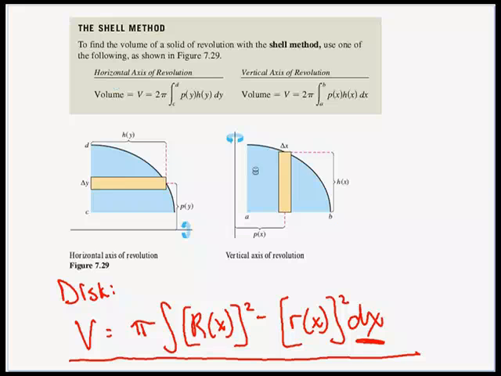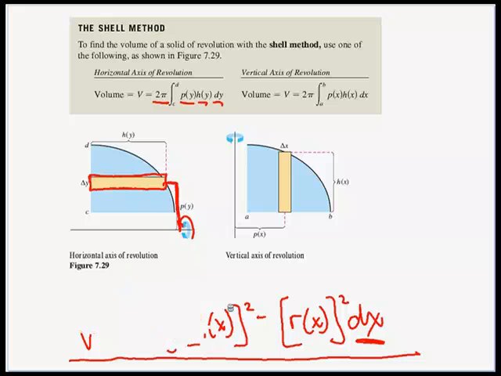If we look at a horizontal axis of rotation, here we're rotating around the x-axis, and the integral is 2 pi integrated from c to d of p of y h of y dy. p of y is still the distance between our rectangle and the axis of rotation. So here, most of the time, p of y is going to be the y variable. h of y is the height of the rectangle, dictated again by the function h of y, and then we integrate with respect to y.